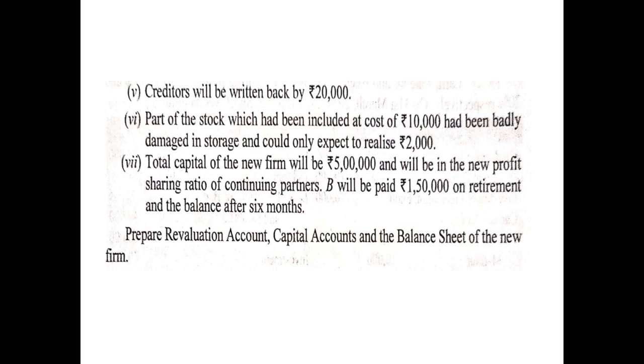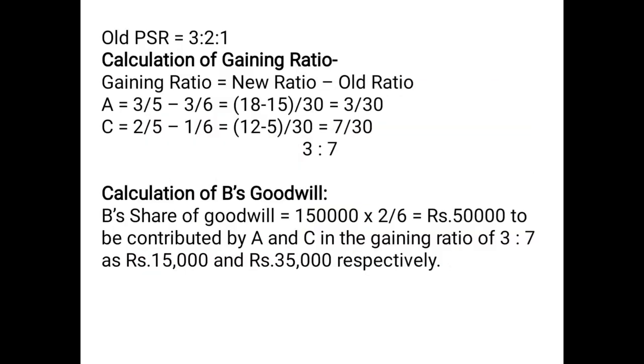B will be paid 1,50,000 on retirement and the balance after 6 months. So that means whatever the balance will be there of the retiring partner, out of it 1,50,000 will be immediately paid in cash and the remaining will be transferred to his loan account. So prepare revaluation account, capital accounts and the balance sheet of the new firm. So this is the working note.